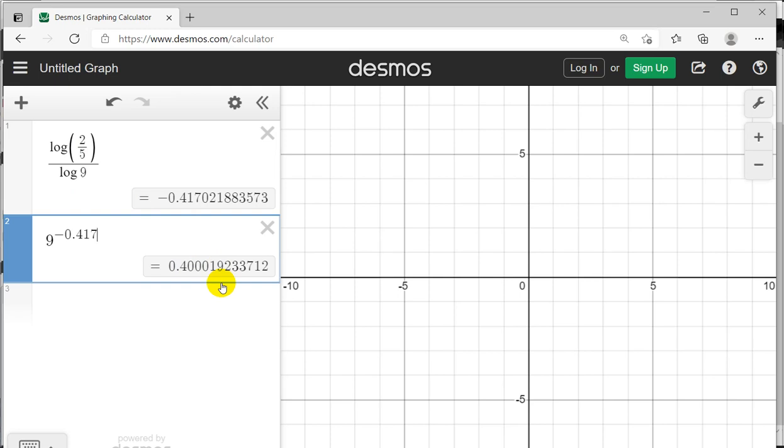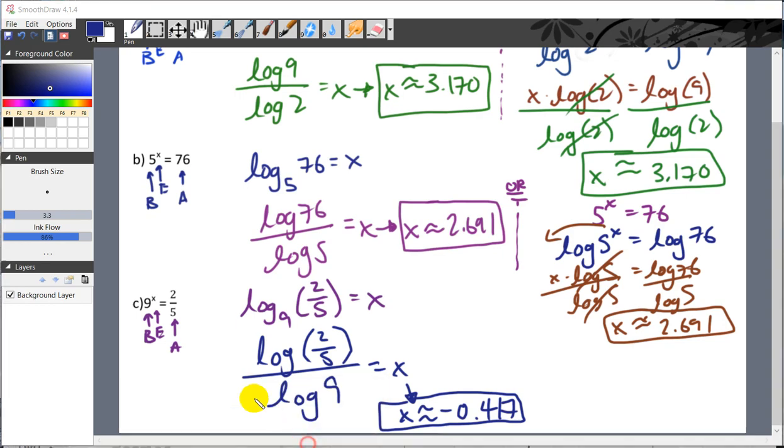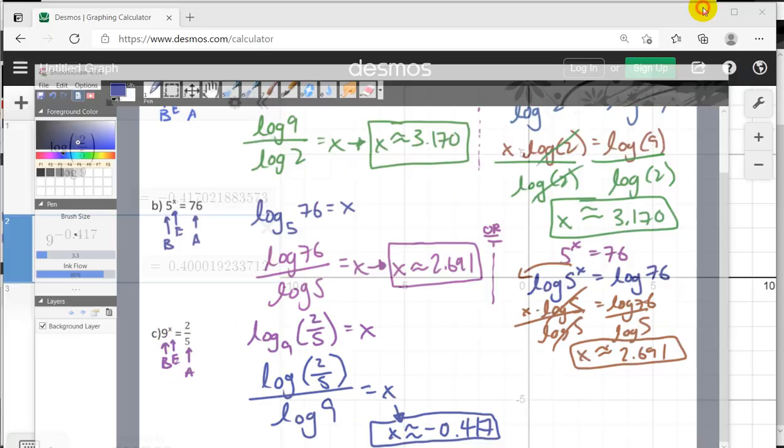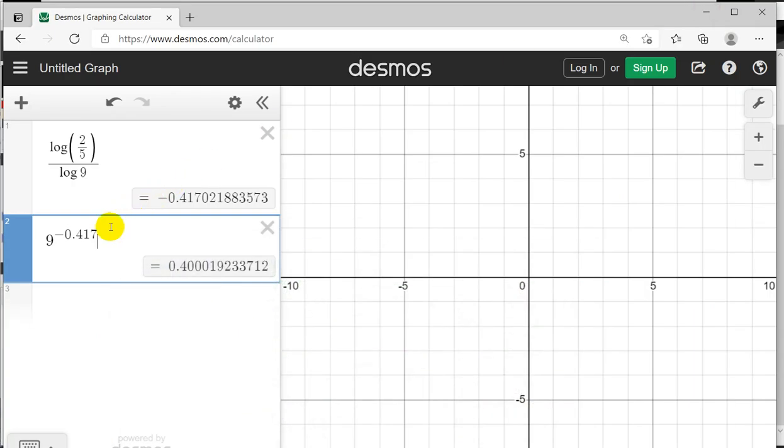That would take a very long time if we actually tried to go ahead and solve this. 9 raised to x equals 2/5. It wouldn't be very obvious for some of you to try a negative exponent. So yeah, we are trying to save ourselves time.